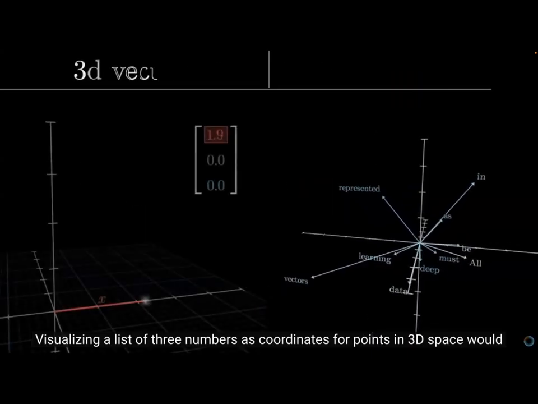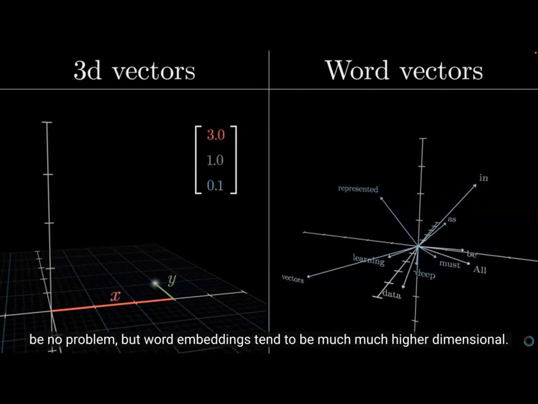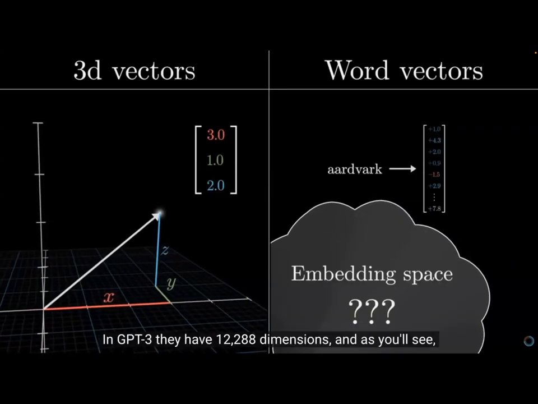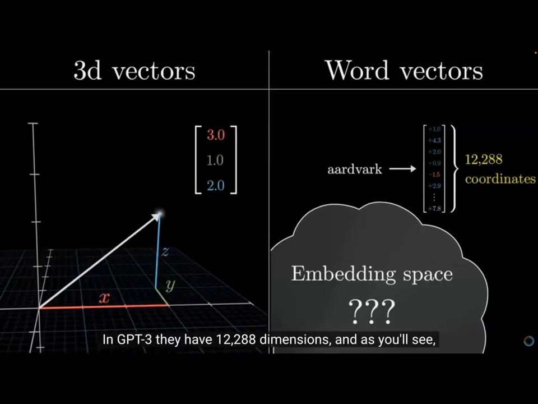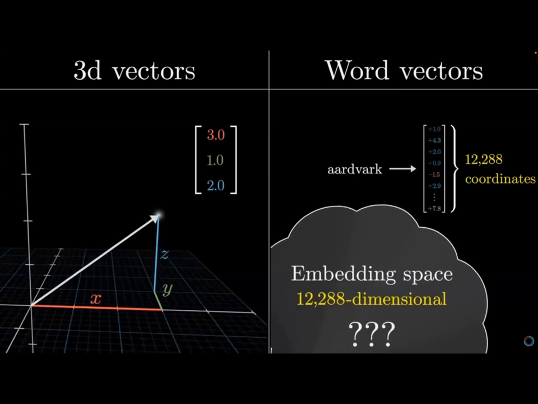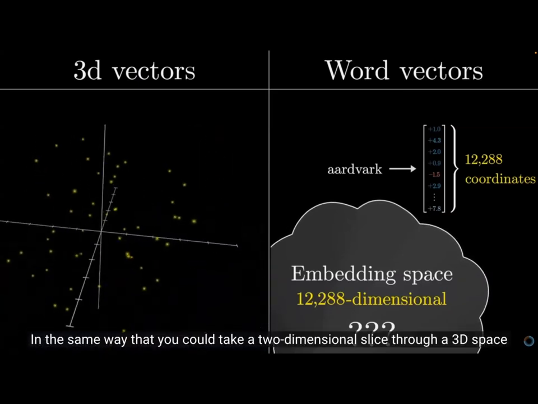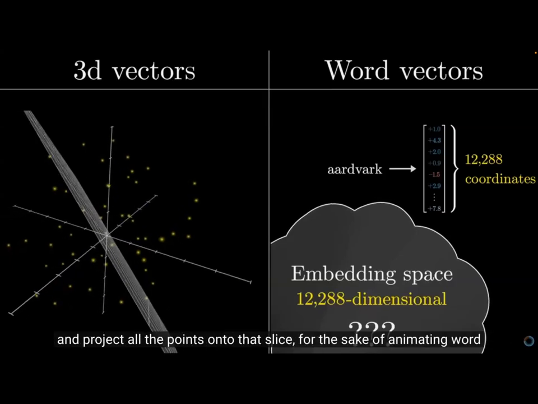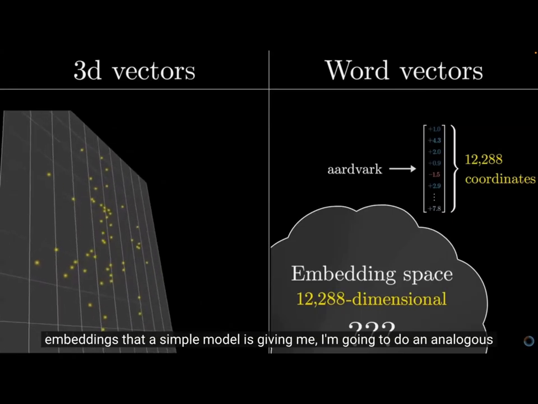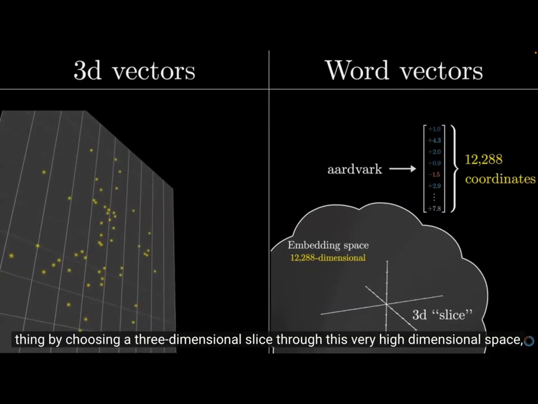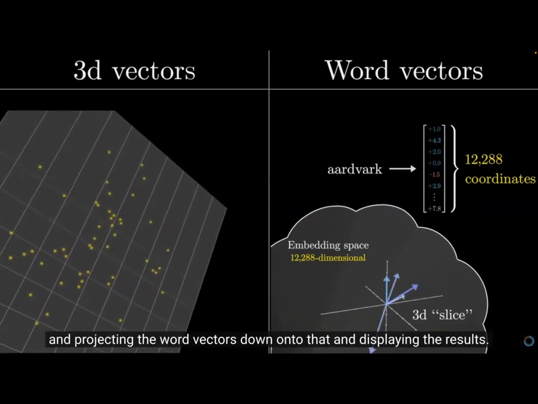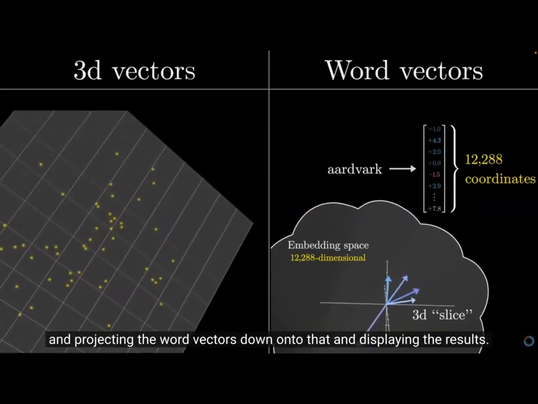Visualizing a list of 3 numbers as coordinates for points in 3D space would be no problem, but word embeddings tend to be much higher dimensional. In GPT-3, they have 12,288 dimensions, and as you'll see, it matters to work in a space that has a lot of distinct directions. In the same way that you could take a 2-dimensional slice through a 3D space and project all the points onto that slice, for the sake of animating word embeddings that a simple model is giving me, I'm going to do an analogous thing by choosing a 3-dimensional slice through this very high-dimensional space and projecting the word vectors down onto that and displaying the results.